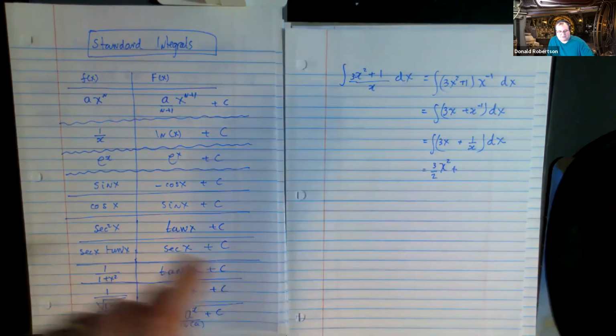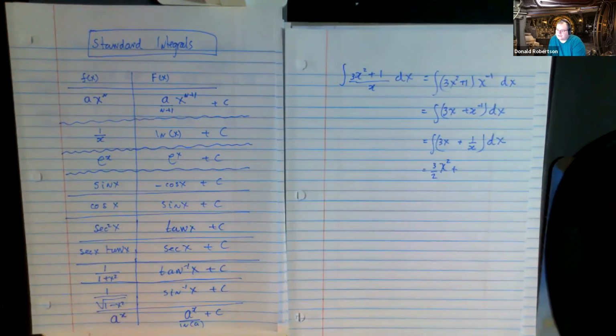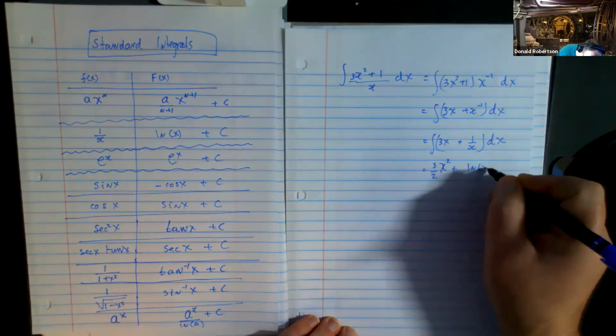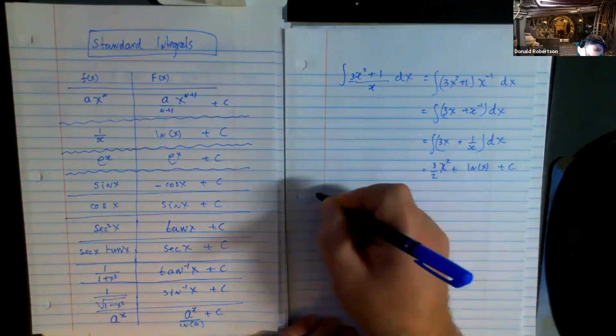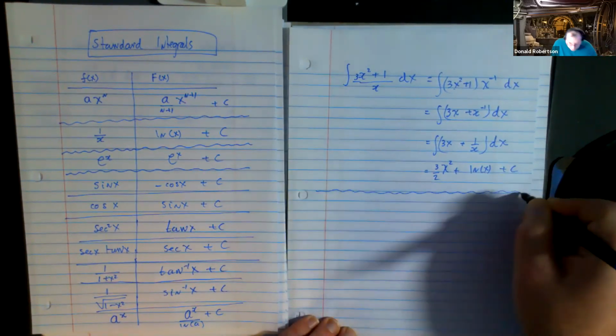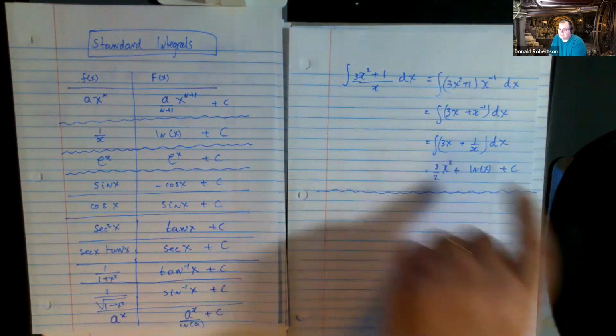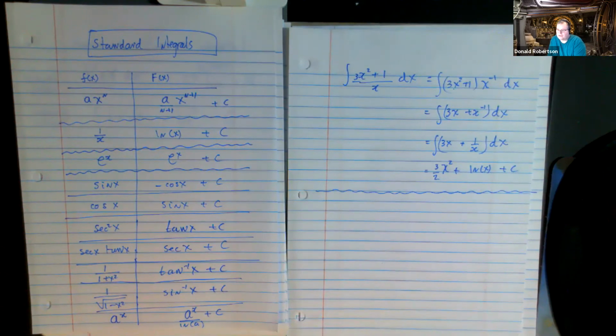And 1 over x is? Natural log of x. And then remember to add your plus C. WebAssign is very unforgiving in these questions. You need to put in that plus C or it will tell you you're wrong. And you might not even notice it, and you might spend some time doing other stuff when you didn't need to. All you needed to do was add a plus C.